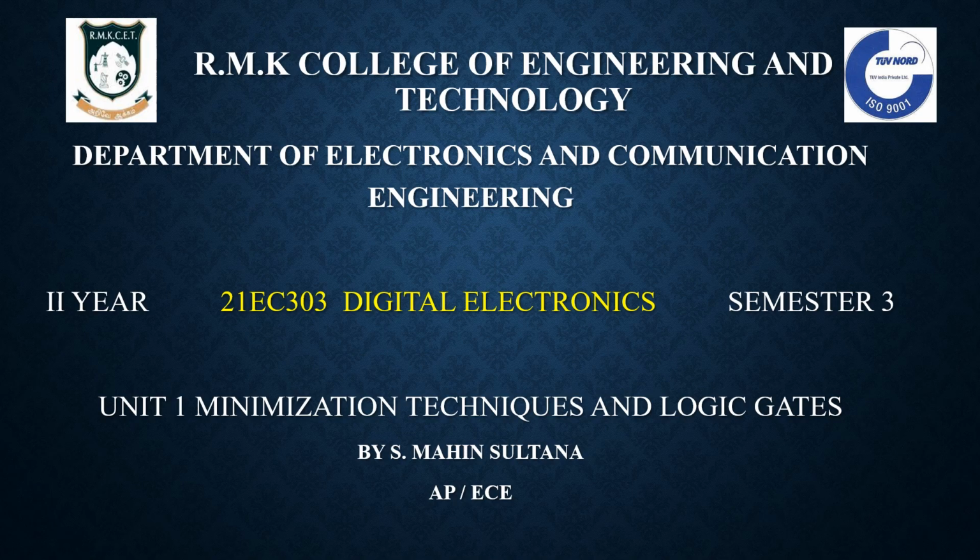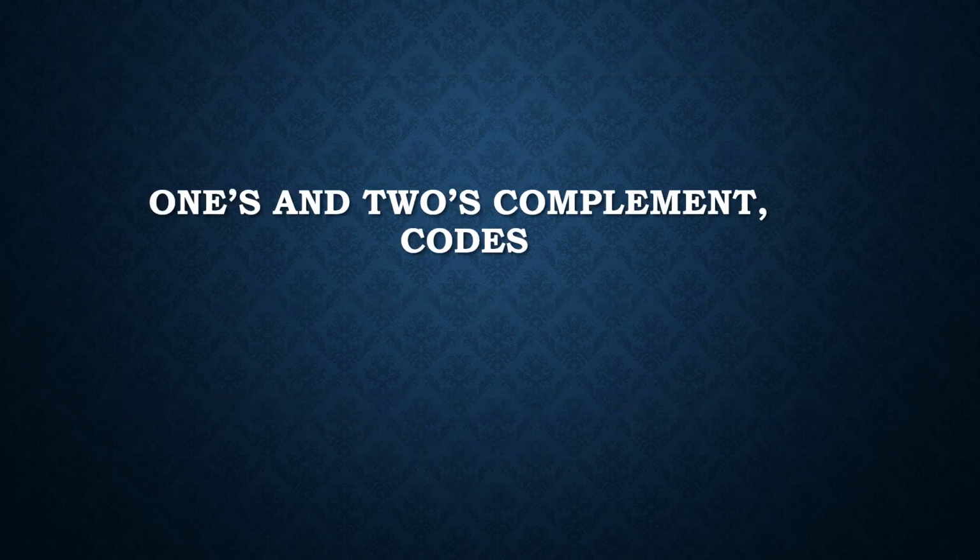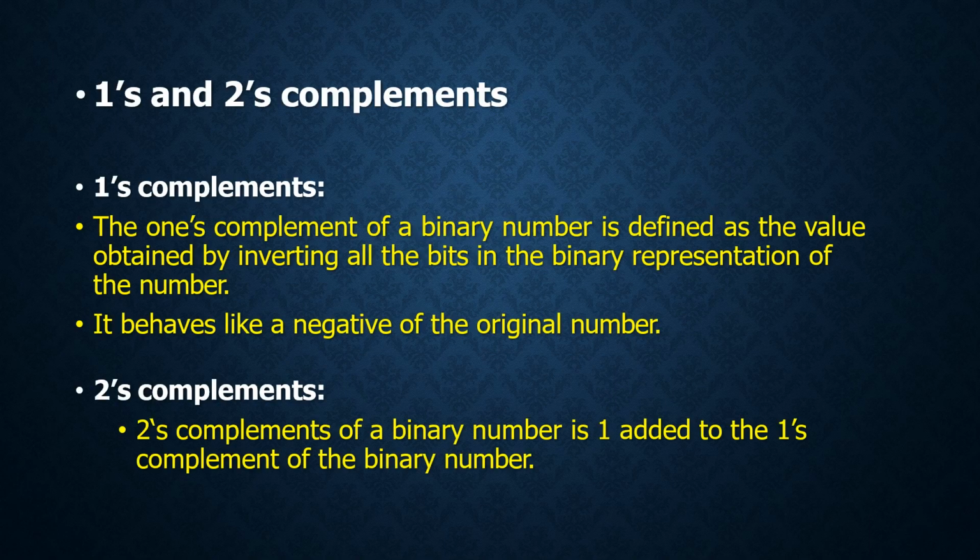So in this Unit 1, Minimization Techniques and Logic Gates, we are going to see what 1's and 2's complements are, why they are used, and different types of codes. So what is a complement? Complements are used in digital computers for simplifying the subtraction operation and for logical manipulation. For whatever manipulations or subtractions we are doing, we use these 1's and 2's complements to simplify the process. So, let's see what 1's complement is.